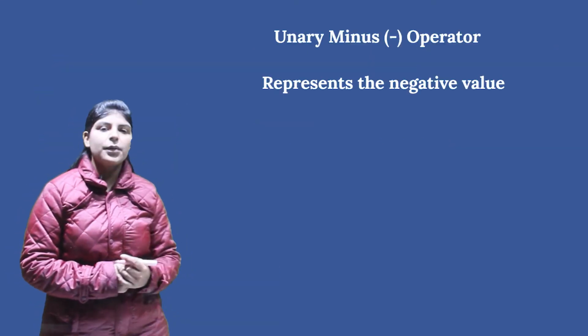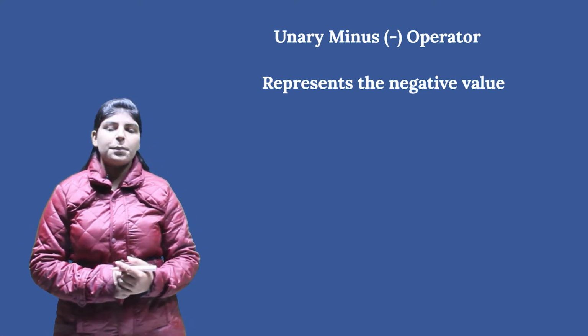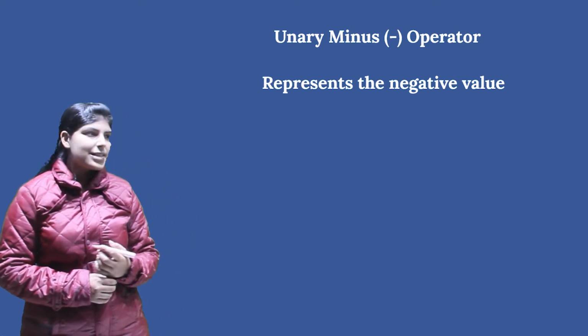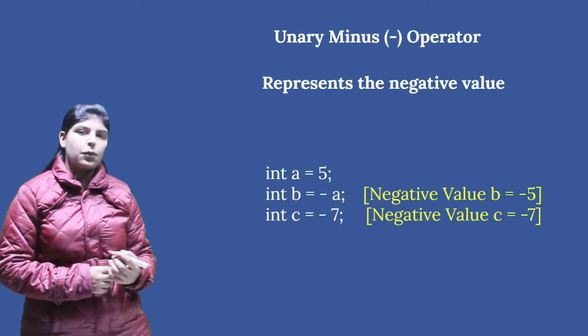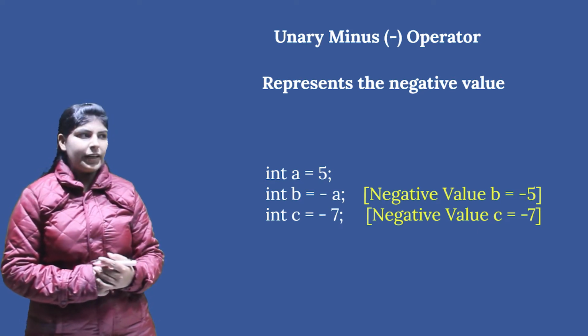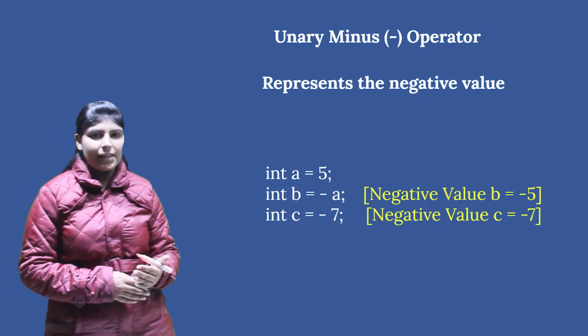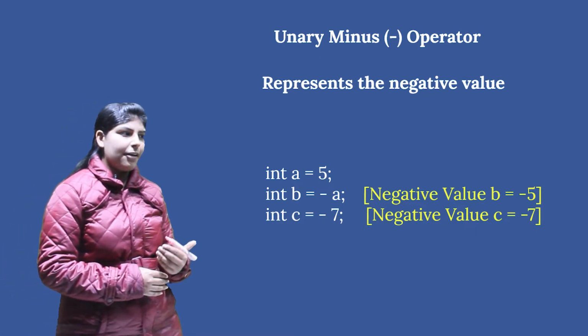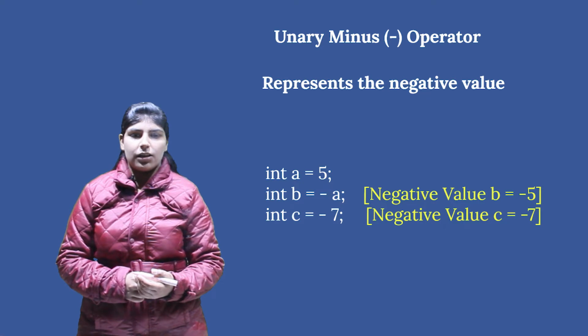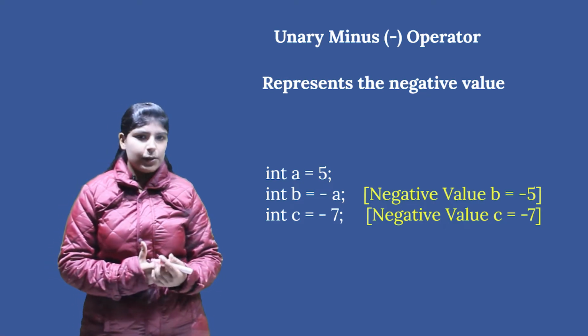So next is the unary minus operator. It represents the negative value. Let's see an example where I have int a = 5. Then I have int b = -a. So the value of b is -5. In the next line I have int c = -7. This denotes the negative value 7.